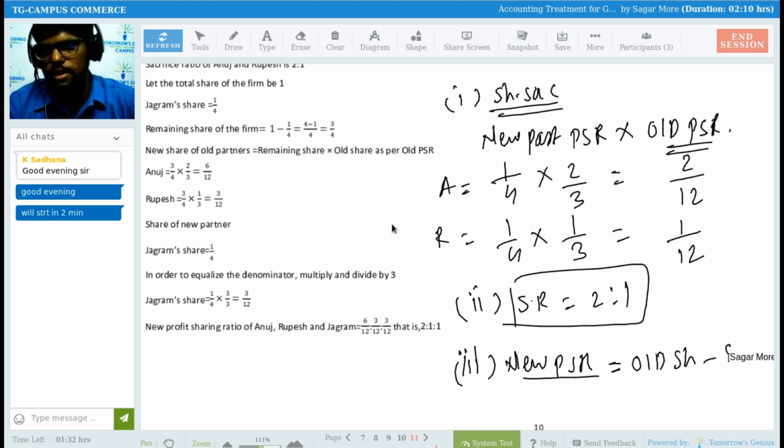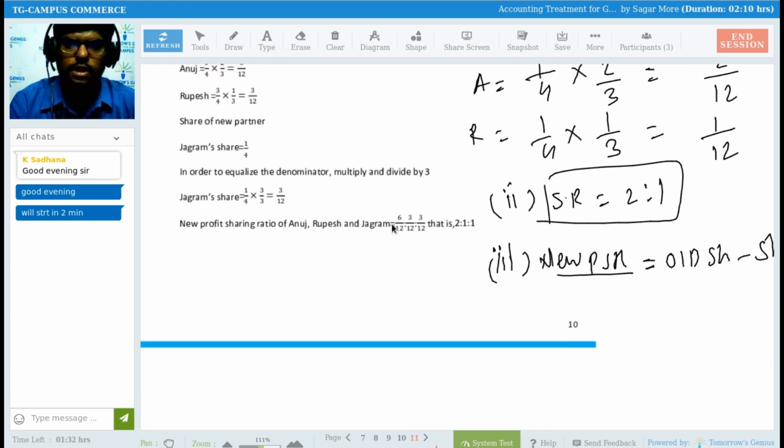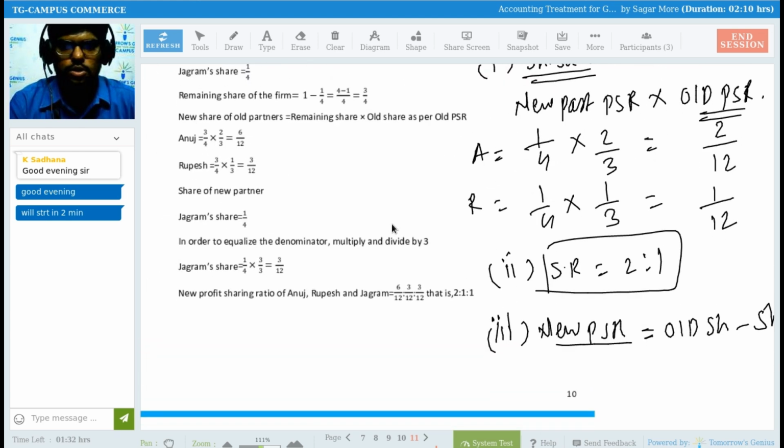Old share minus share sacrifice. Always this formula, old share minus share sacrifice. Yes, absolutely correct.